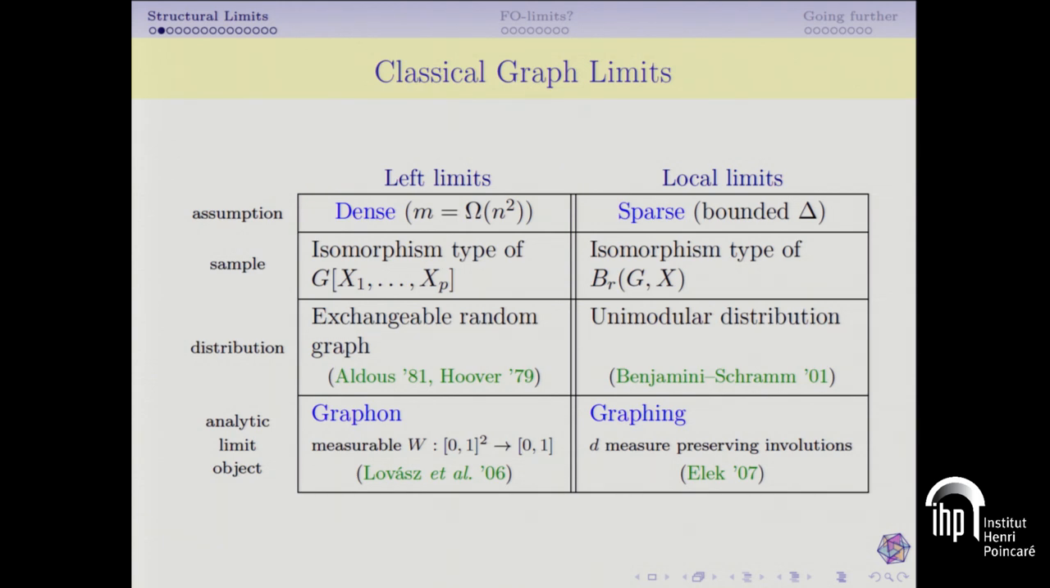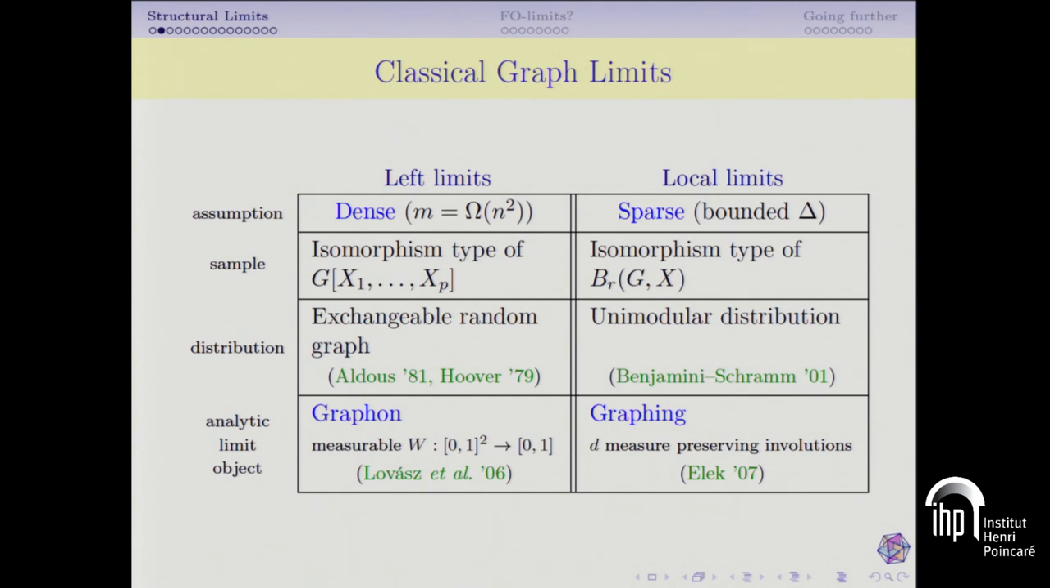So in the second case, instead of sampling randomly p points in the graph, you only sample one. But you look at a ball, say of radius r, around this vertex. Because your graph has bounded degree, you have only finitely many possible isomorphism types of balls. You say that a sequence of graphs is locally convergent if for every integer r, when you sample a vertex uniformly at random and look at the ball of radius r around it, the distribution of the rooted graphs that you obtain converges.